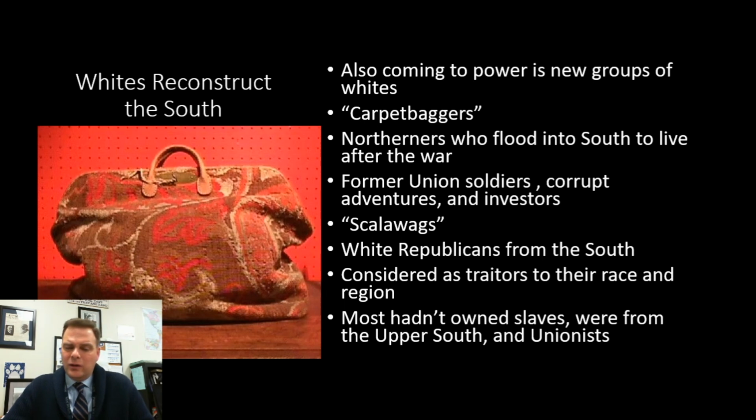And what we saw was there was another group in the South, also known as scallywags. Scallywags were white Southerners who were Republicans. And for white Southern Democrats, they were traitors, basically. Traitors to the region where they lived, traitors really to their race. And so most of these so-called scallywags had never owned slaves, were Unionists who had supported the Union during the Civil War, and were mainly from the Upper South.